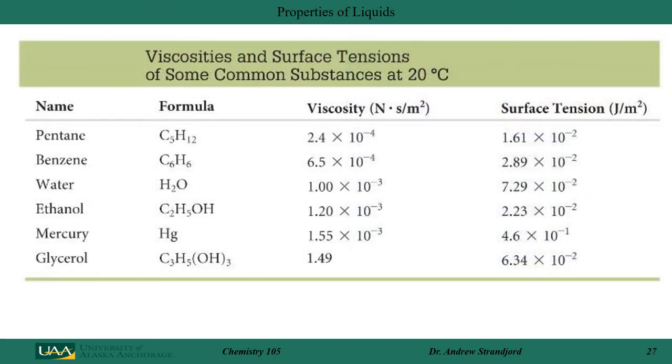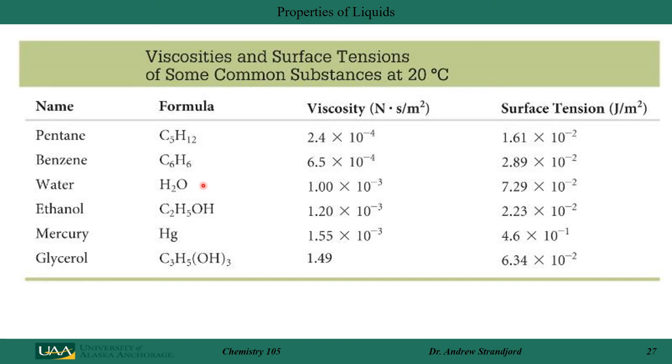Let's now look at several materials and compare their viscosities and surface tensions. Materials like pentane and benzene contain just carbon and hydrogen, so they do not have any hydrogen bonding capabilities. They have what we're going to call very low viscosity, 2.4 times 10 to the minus 4 newton seconds per meter squared, and 6.5 times 10 to the minus 4.